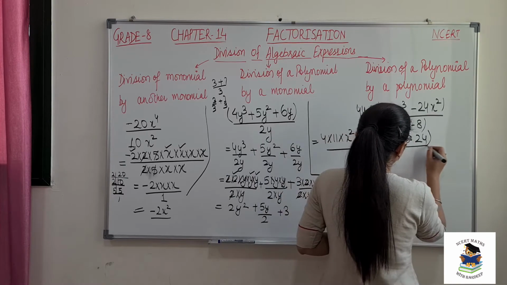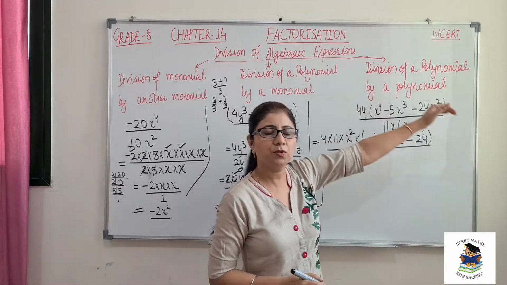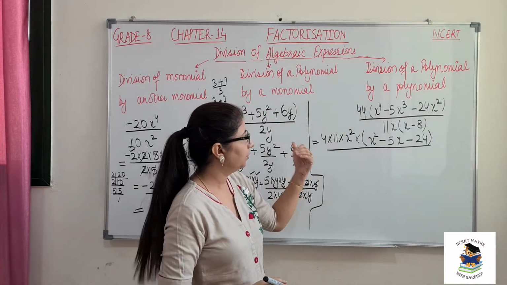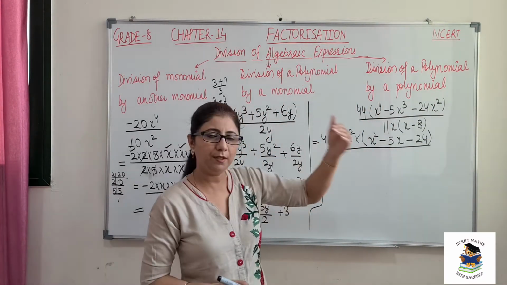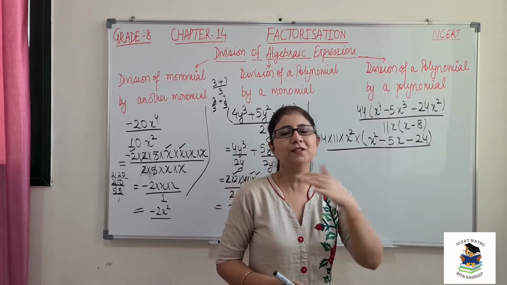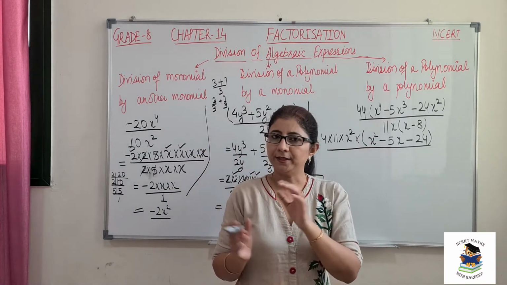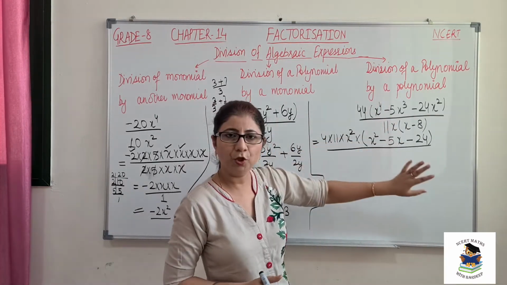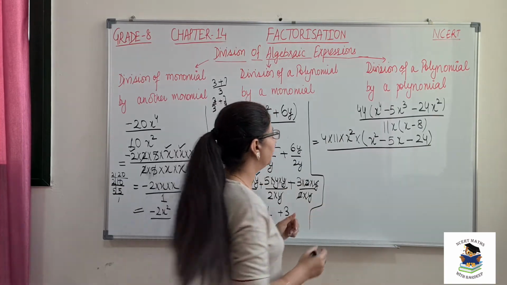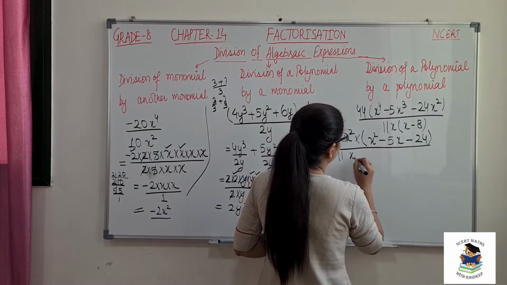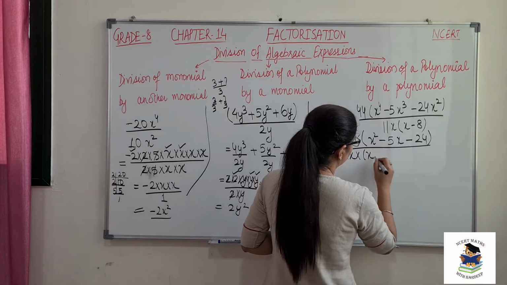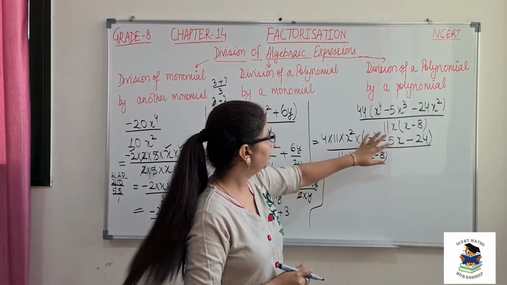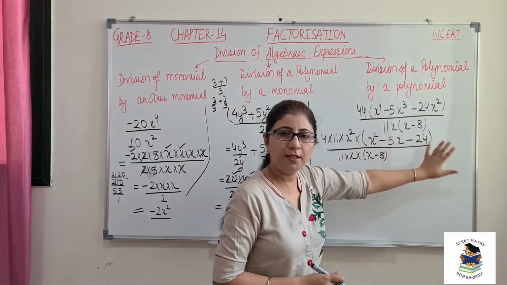Here please note one thing, that if you have any number also common in each of the terms, that also you should take outside. This is the same as we did in the factorization topic, that is methods of factorization, in which we take out common factors. So the same method we will apply here for both numerator and denominator, and then we will divide them. So here it is 11 into x minus 8. After this step, we should factorize this also.